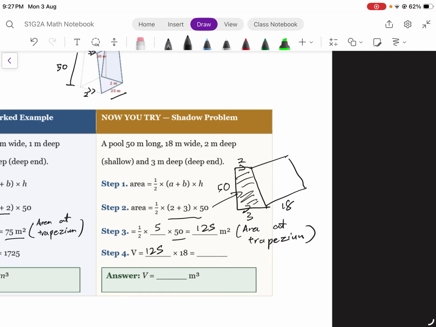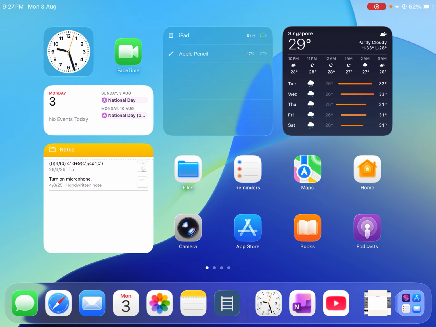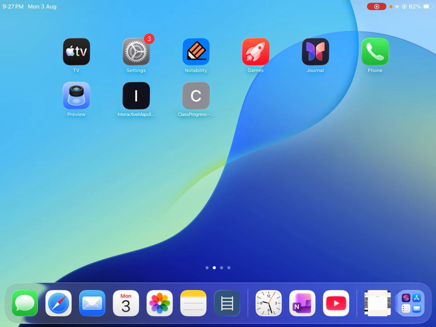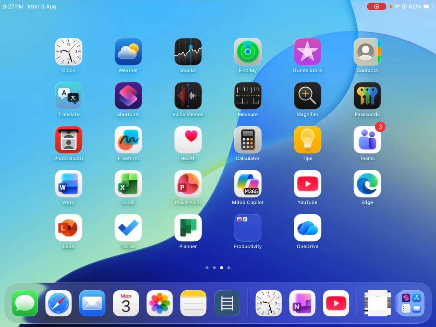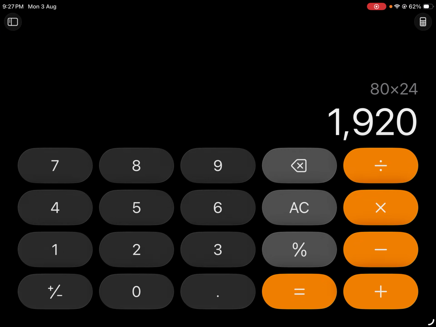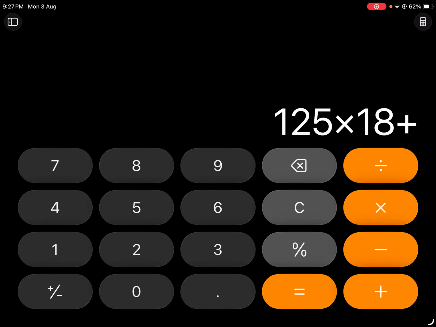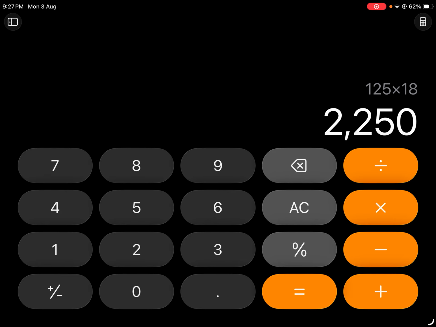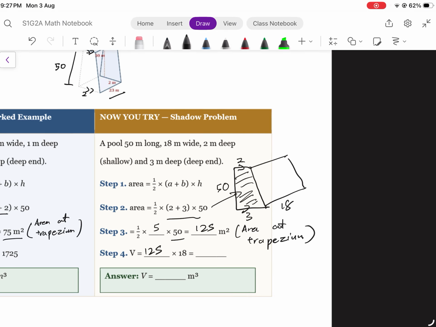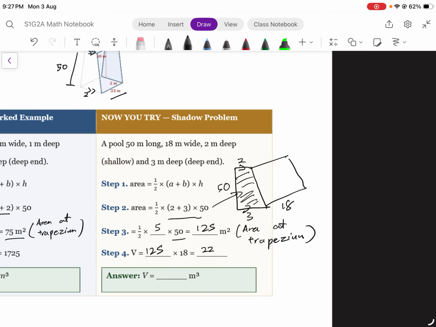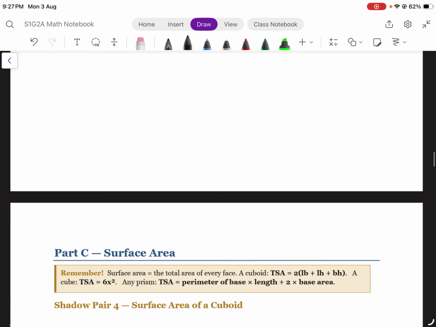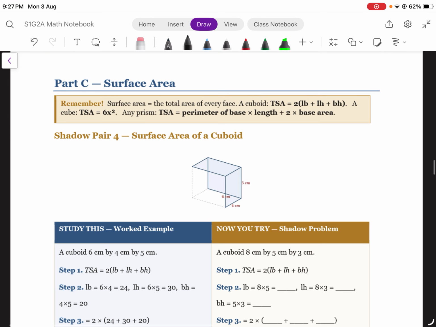Let's pull out the calculator. 125 times 18. You get 2250. So you will get 2250. Okay, moving on. I'm sorry, I'm going a bit fast.